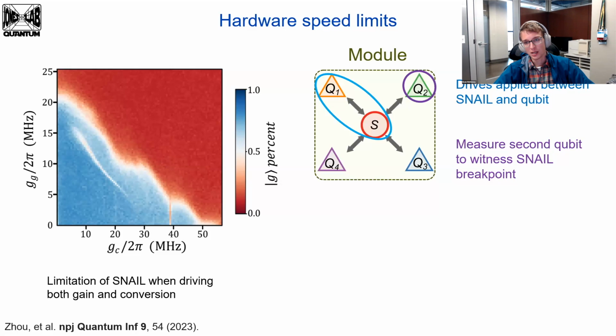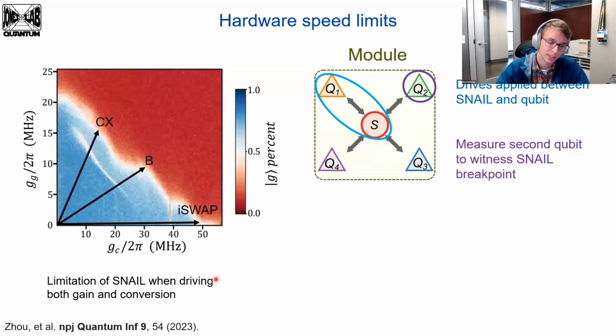And we're using an ancilla qubit, or a witness qubit, to measure the snail breakdown. Essentially, if the snail is being driven too hard, meaning we're trying to perform the gate too fast, then the snail will be excited. And the snail, with this chaotic breakdown that's not completely understood, but there's a lot of research ongoing, would excite the qubit. So we can measure the excitement of this ancilla to create a speed limit that is different for each ratio between conversion and gain. And that is the plot on the left.